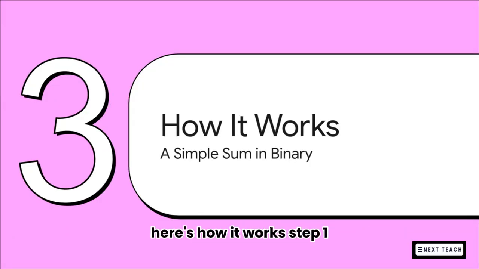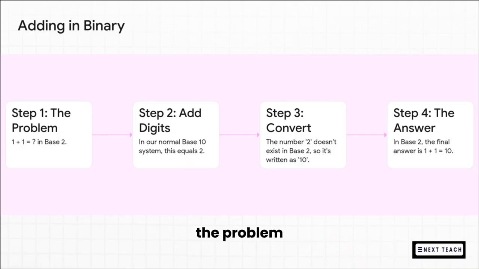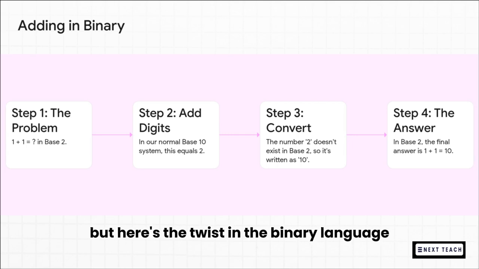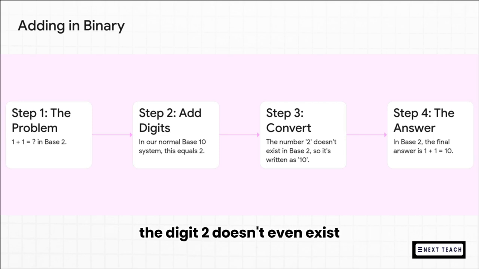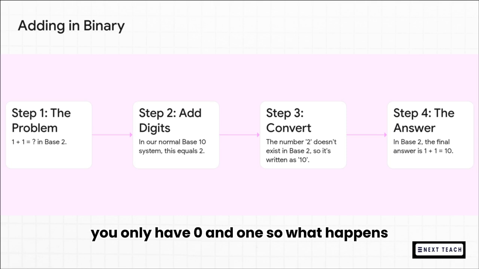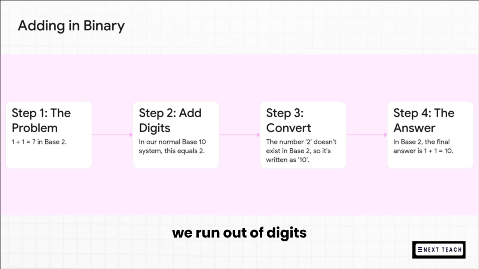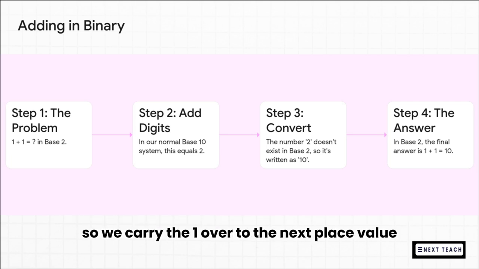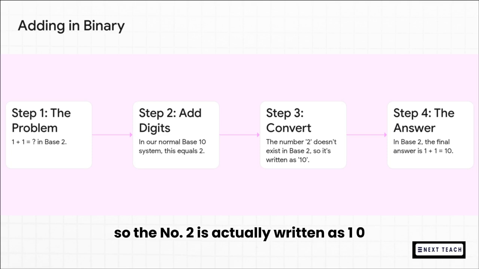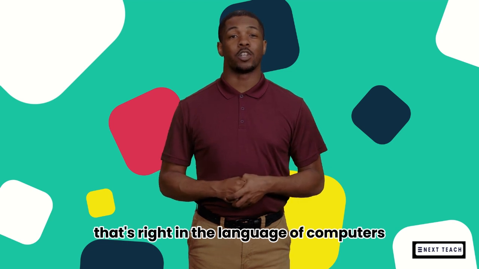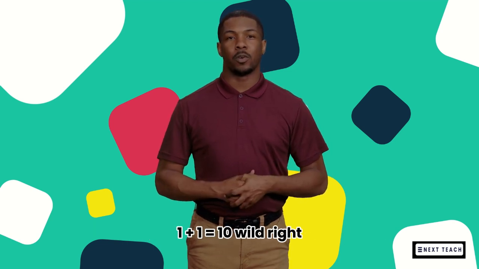All right, here's how it works. Step 1, the problem. 1 plus 1. Simple enough. In our world, the answer is obviously 2. But here's the twist. In the binary language, the digit 2 doesn't even exist. You only have 0 and 1. So what happens? Well, the same thing that happens when we count past 9. We run out of digits, so we carry the 1 over to the next place value. So the number 2 is actually written as 1, 0. That's right. In the language of computers, 1 plus 1 equals 10.